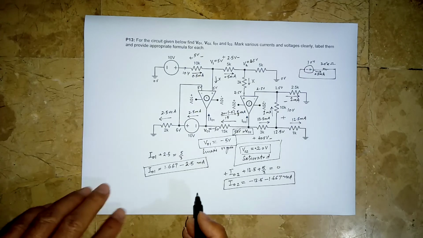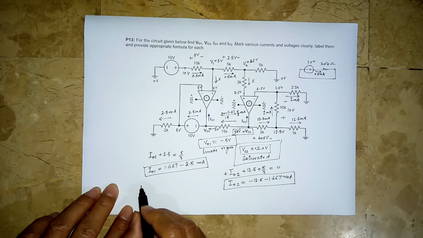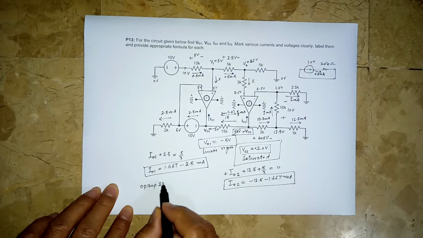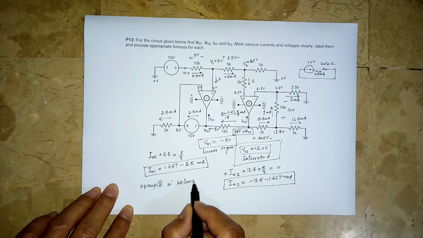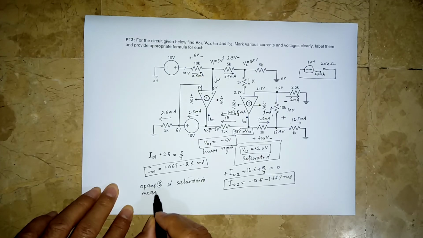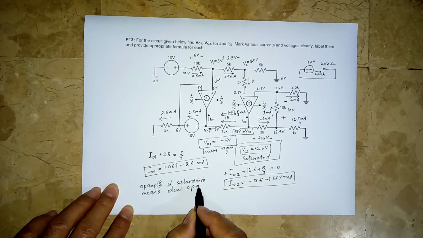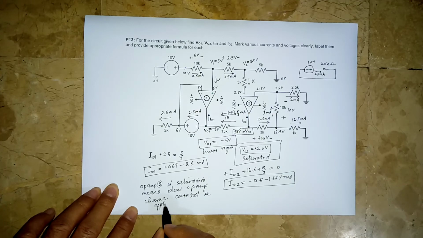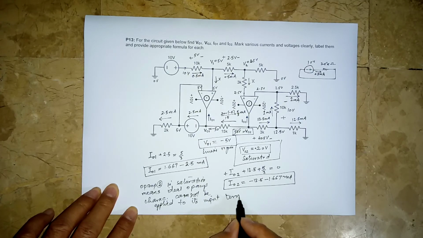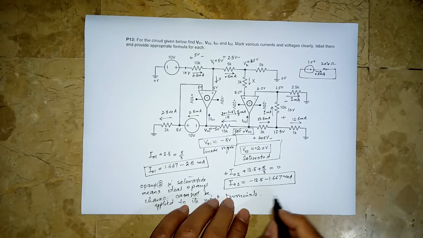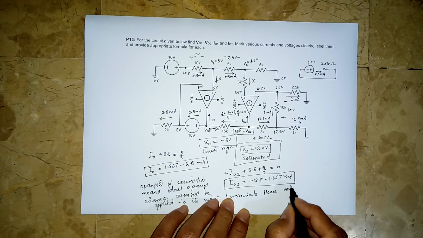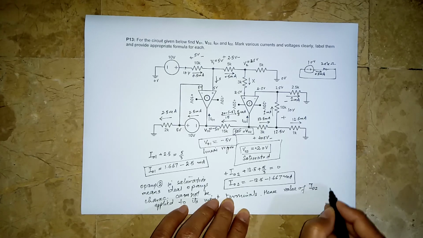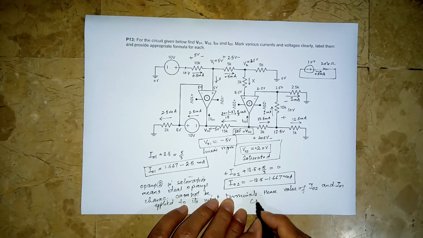So you have to write here the op-amp number, op-amp 2 in saturation means ideal op-amp characteristics cannot be applied to its input terminals. Hence, value of IO2 and even IO1 cannot be assessed.